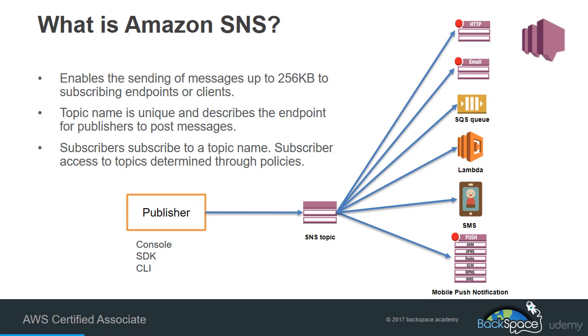So on that diagram there, we can see that a publisher can publish to an SNS topic, whatever that message may be, and they can do that through the console, through one of the software development kits, or through the command line interface. And that SNS topic will then distribute it to an HTTP endpoint or an email, or it will go to an SQS queue or AWS Lambda function. It can go to an SMS to a phone number, and it can also go as a mobile push notification to a mobile device.